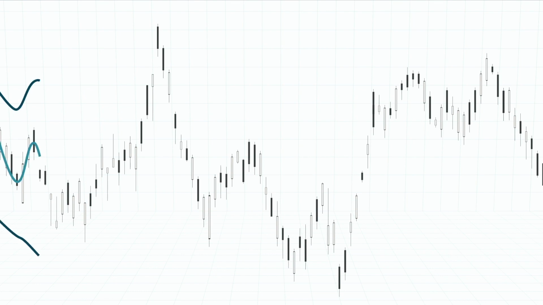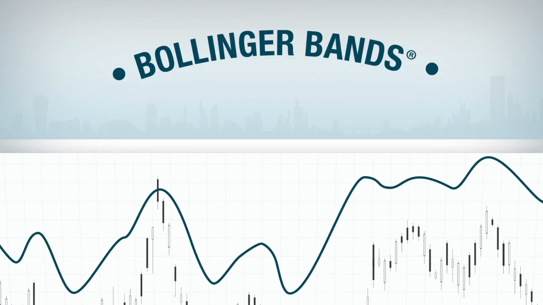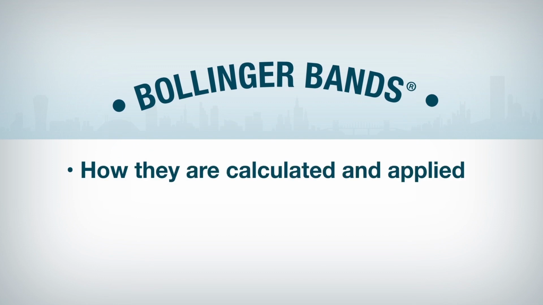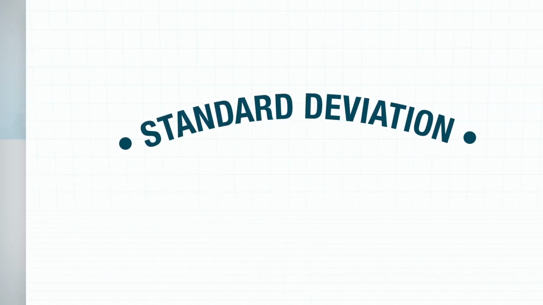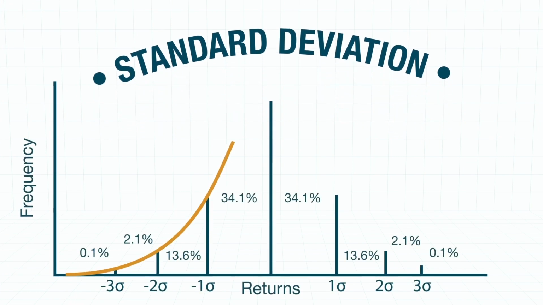Bollinger Bands are a technical indicator that can be used to define trends and measure the volatility of financial instruments such as stocks. In this video, we'll go over how Bollinger Bands are calculated and applied, as well as the advantages and disadvantages of using this indicator. The bands are calculated using a moving average's standard deviation.